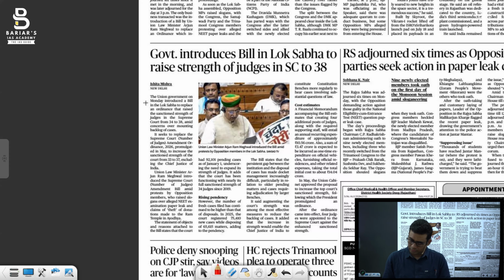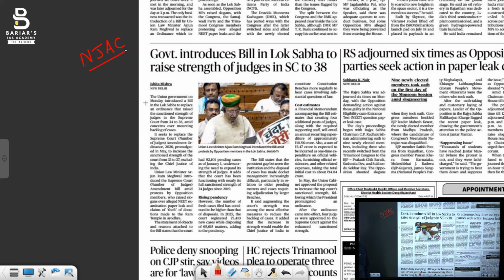All should agree. So that is third judge's case. After that comes fourth judge's case. Prior to fourth judge's case comes up the important concept of NJAC, which is National Judicial Appointment Commission, NJAC.